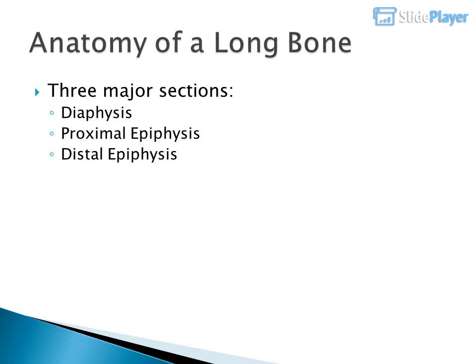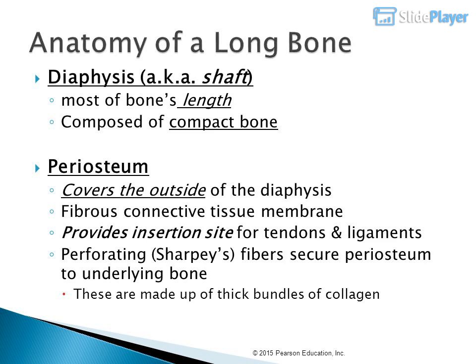Three major sections: diaphysis, proximal epiphysis, distal epiphysis. Diaphysis, also known as the shaft, makes up most of the bone's length and is composed of compact bone. Periosteum covers the outside of the diaphysis.